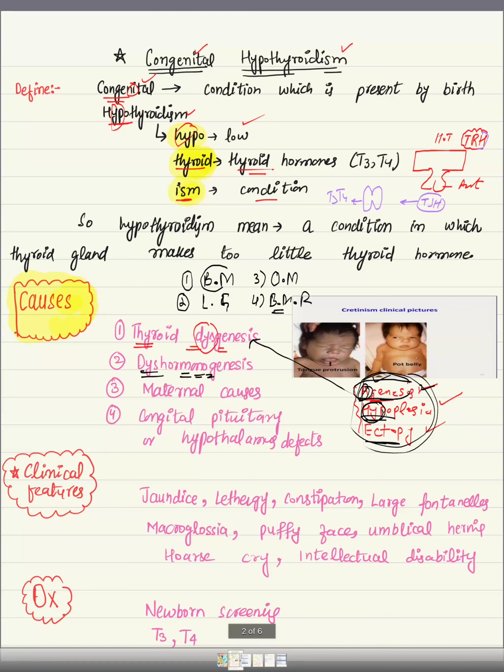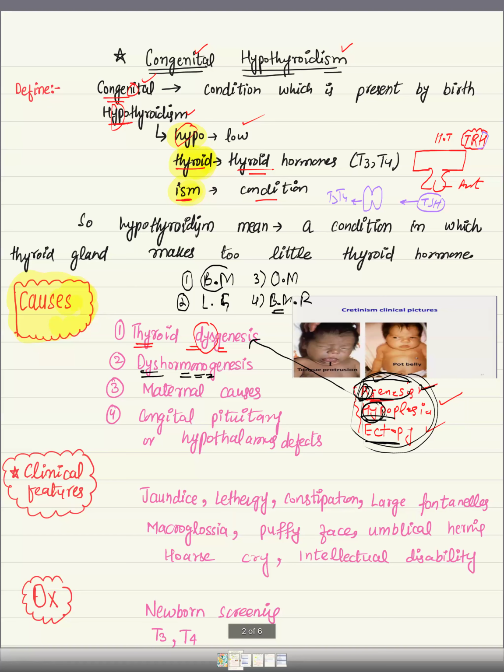Now imagine if the baby is not having T3 and T4, what will happen? Your liver enzymes are not going to mature. The main function of liver enzyme is to convert the unconjugated into conjugated form. So if the liver enzymes are not working, they will not convert the unconjugated into conjugated, so it will lead to hyperbilirubinemia, probably unconjugated. And when your bilirubin level is up, you will have the jaundice.